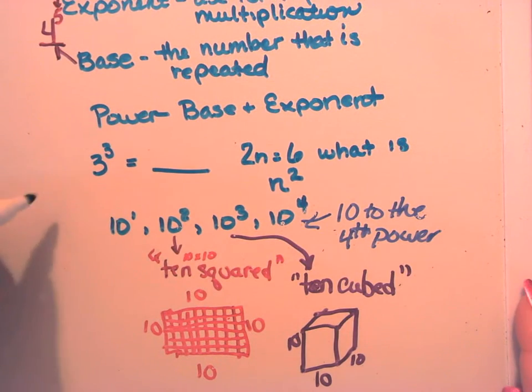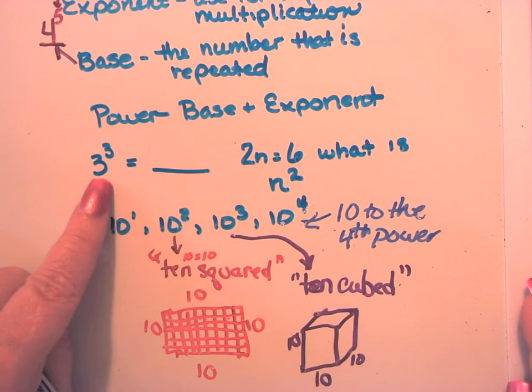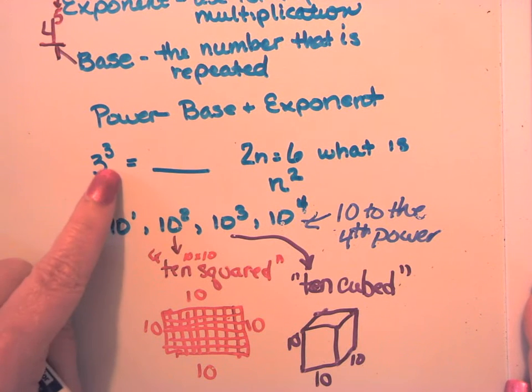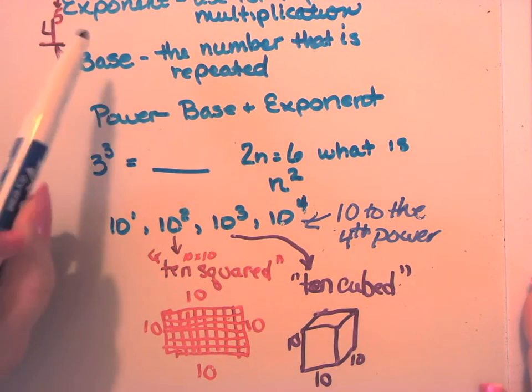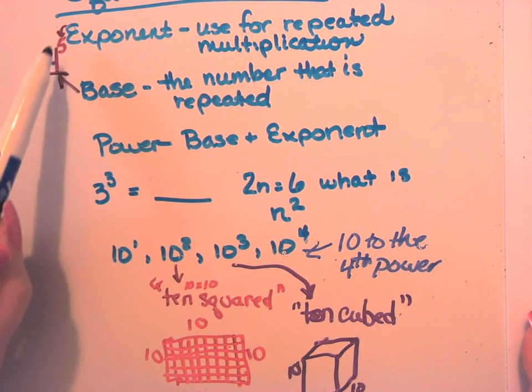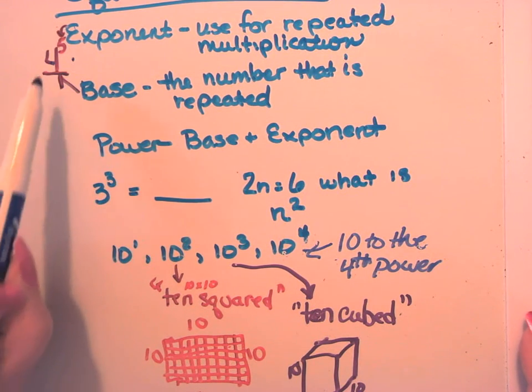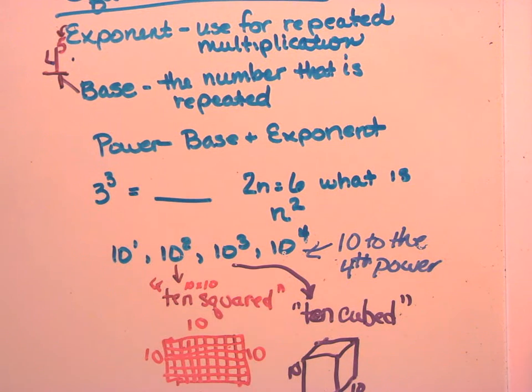If you had this number here, we would say it's 3 cubed because we have that 3 there. If I had this number up here, we'd say it's 4 to the 5th power. All right.